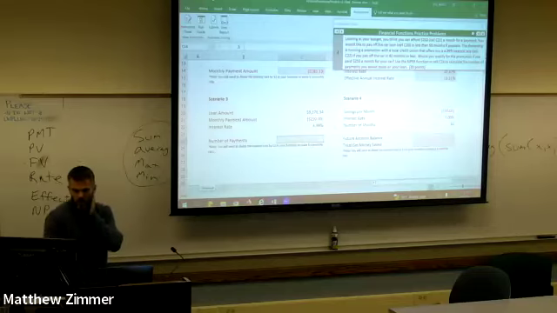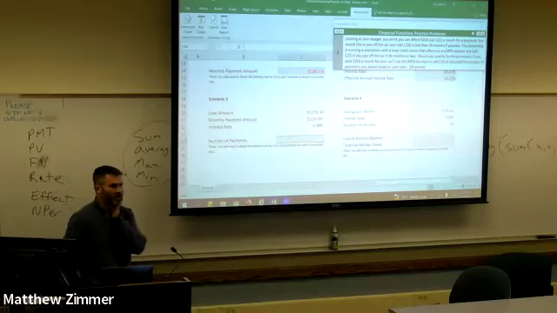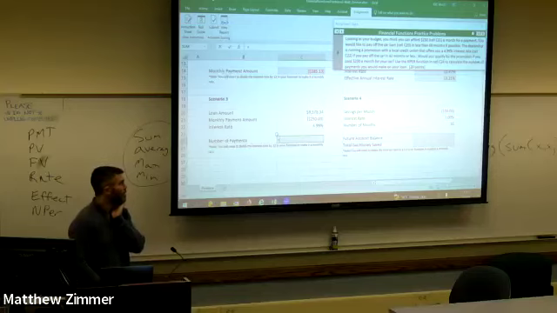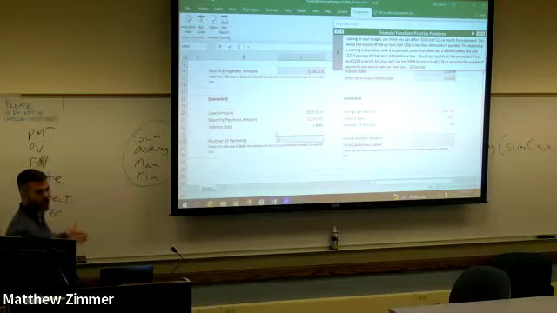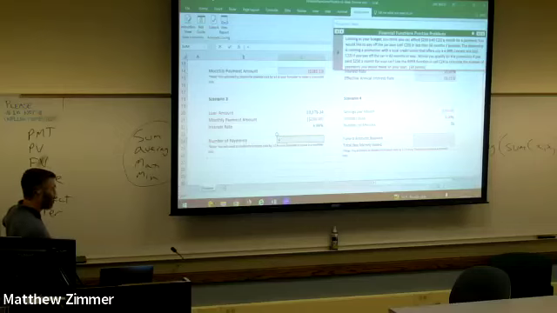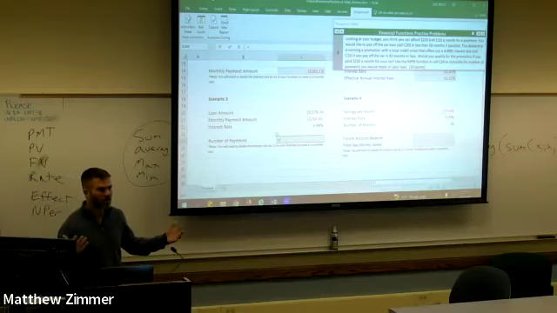So in scenario three, I'm looking to calculate the number of payments. If somebody who has not given me something yet, tell me which function I can use. What function am I going to use to calculate the number of payments? The number of payments. Okay, number of periods, number of payments, same thing.